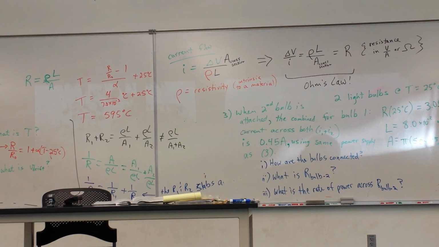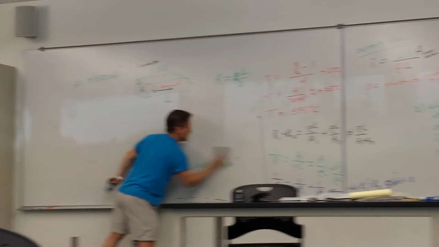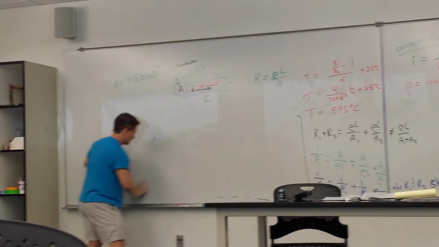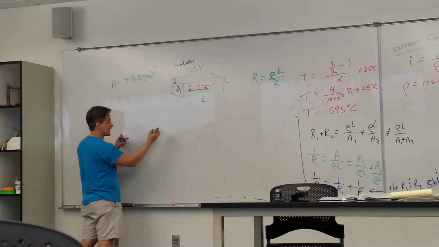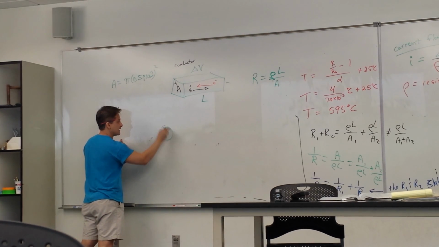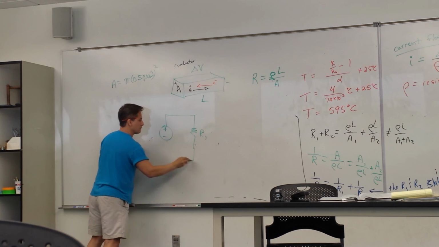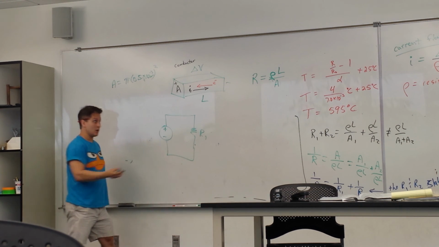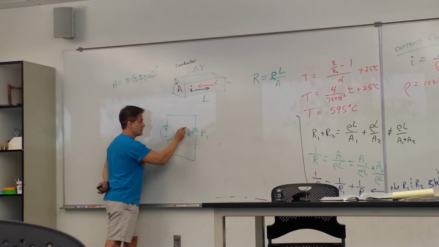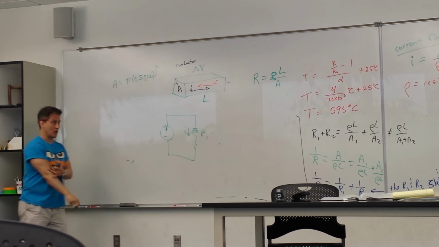So I was trying to get a conceptual point across here. If I've got a bulb, now let's make the picture here, and everything else notwithstanding, I've got a power supply, and I've got my R1 bulb here. And I know that I've got 0.3 amperes across this bulb.